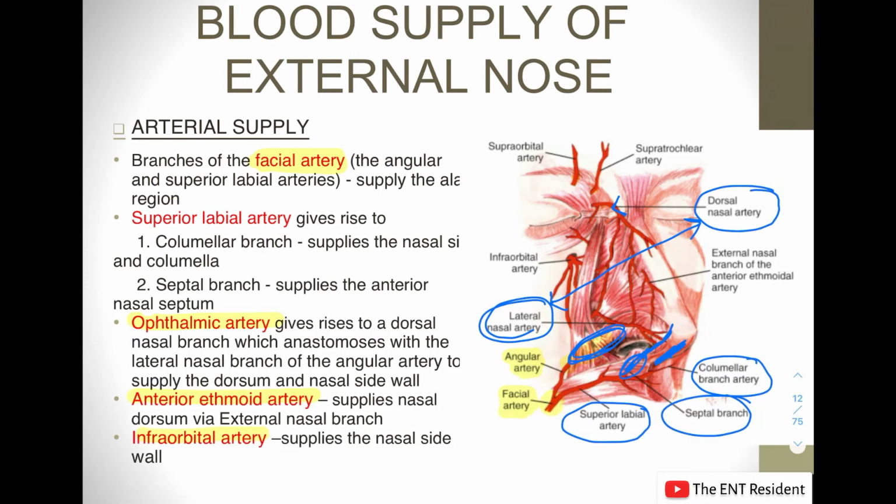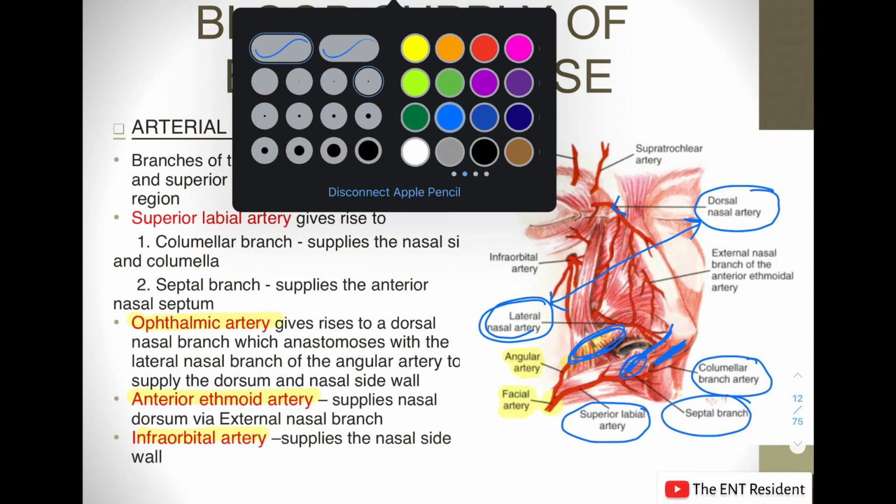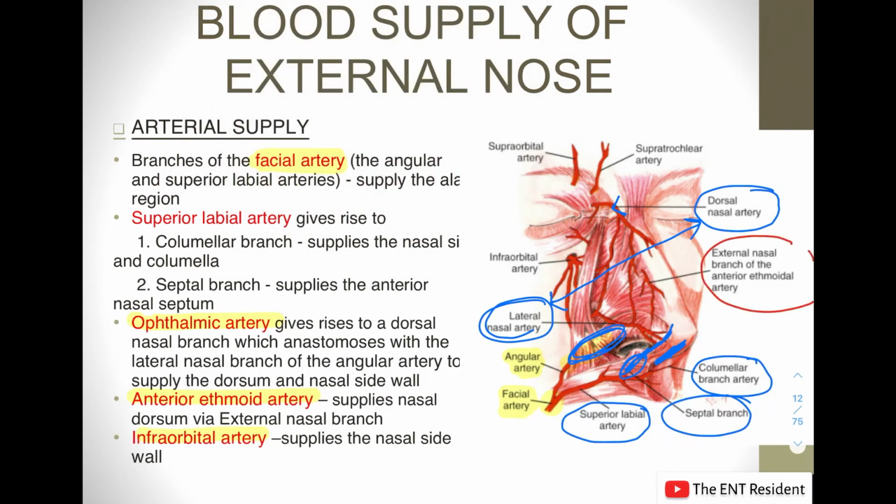The anterior ethmoid artery supplies the nasal dorsum via the external nasal branch itself. As you can see, this is the external nasal branch of the anterior ethmoidal artery. This is supplying the nasal dorsum, which is this region.